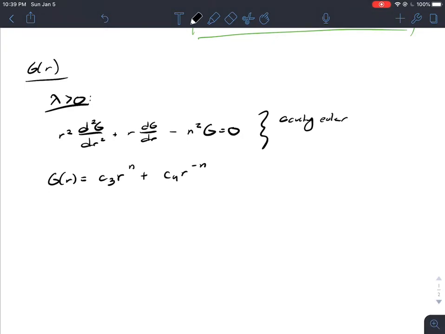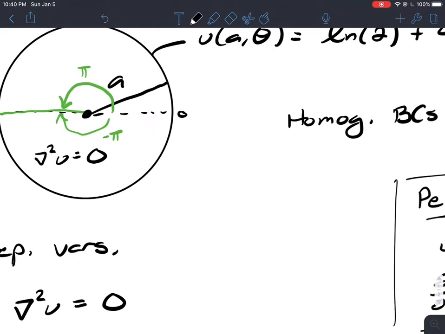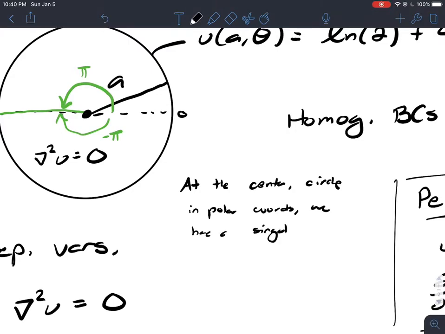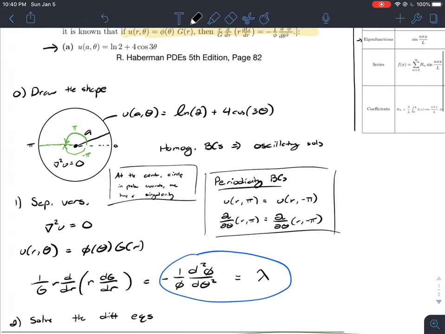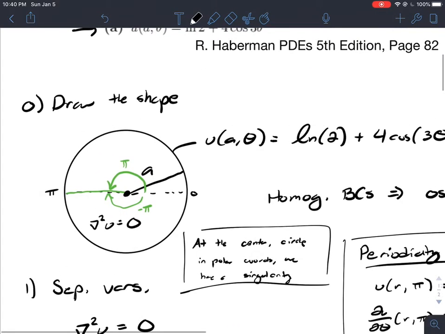Okay, so this is where things start to differ between inside the circle and outside the circle. When we're solving inside the circle, we have to consider the singularity point at the center. So remember that at the center of the circle in polar coordinates, we have a singularity. In other words, it's undefined. But the thing is, we're outside the circle, right? So we don't really care about that center point as much as we did when we were inside the circle.